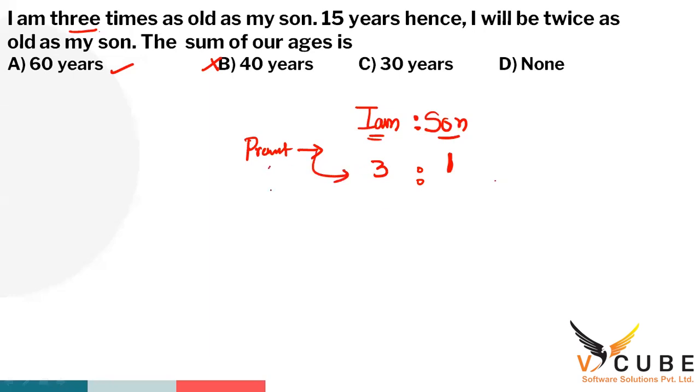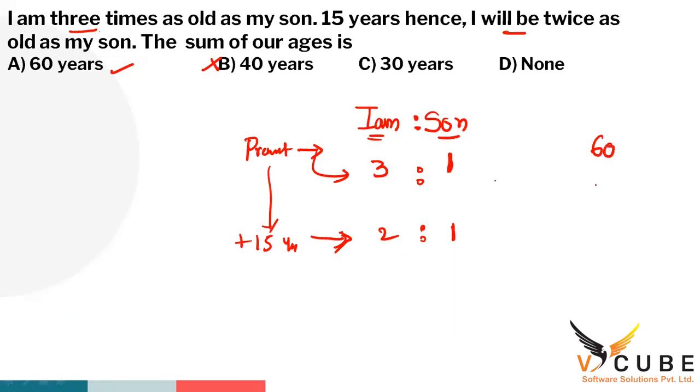Coming to 15 years hence, I will be twice. 15 years hence also, my son's age I don't know, let it be 1. I am how many times? 2 times. Twice means 2 times. Okay, right. Go through option verification.